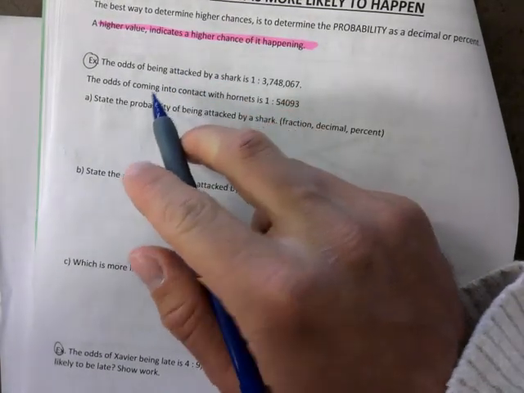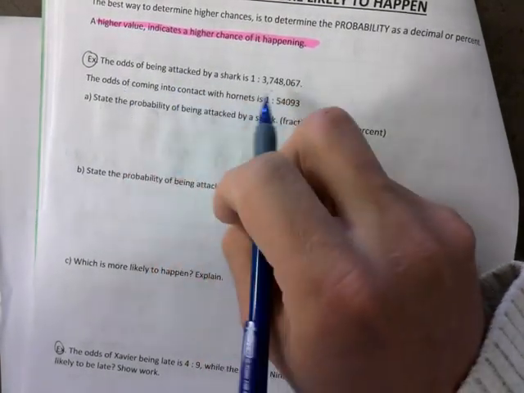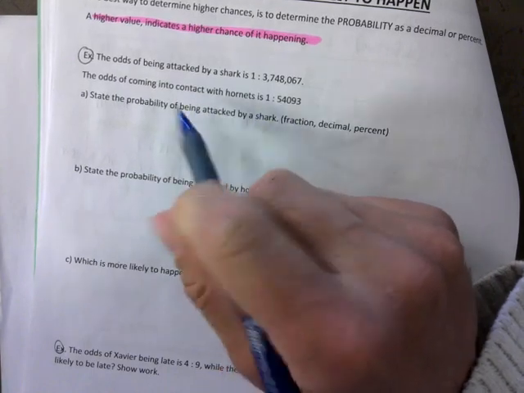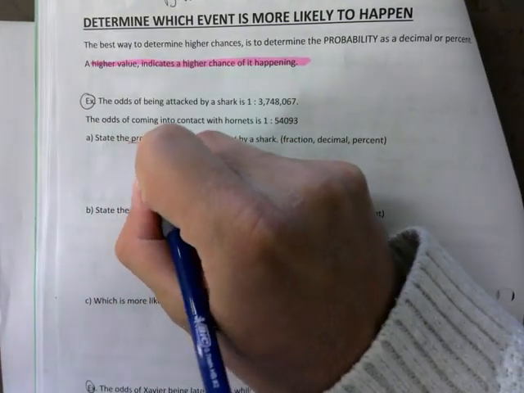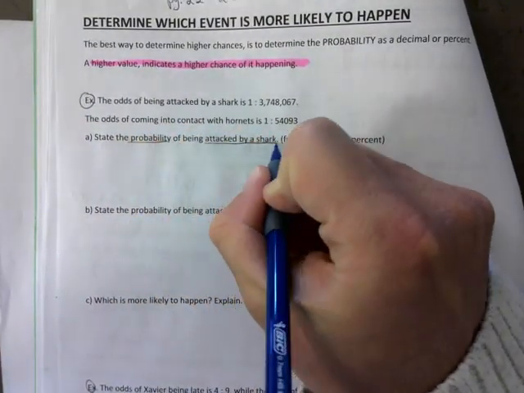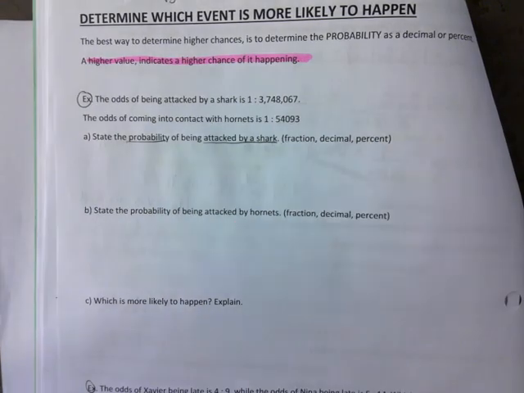We're good? So we're given the odds of being attacked by a shark and the odds of being in contact with hornets. So we want to state the probability of being attacked by a shark, right? So this is just an odds to probability question.